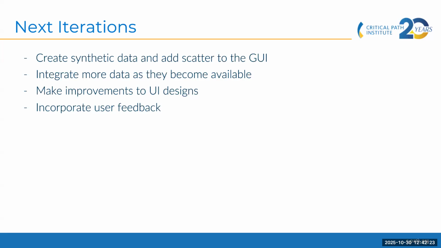Here are some future actions that we're trying to implement for the future versions of the GUI. One of our main action items right now is to create synthetic data and add that scatter dot to the GUI, to the visualization, again, to be compliant with the ruling with these personally identifiable data. If we were to obtain more data from other real world data, we would be integrating them to part of the modeling and update the results.